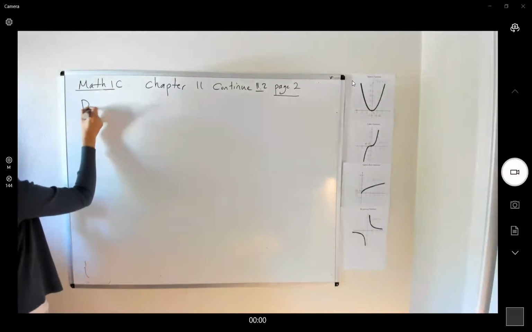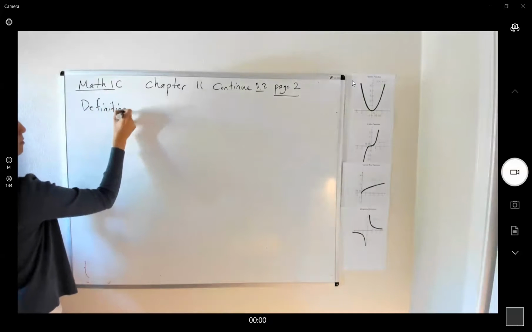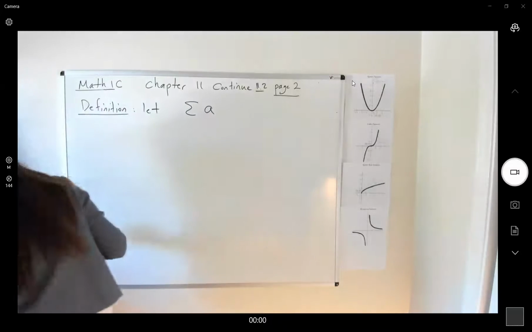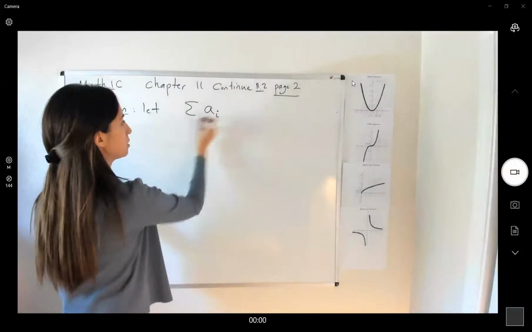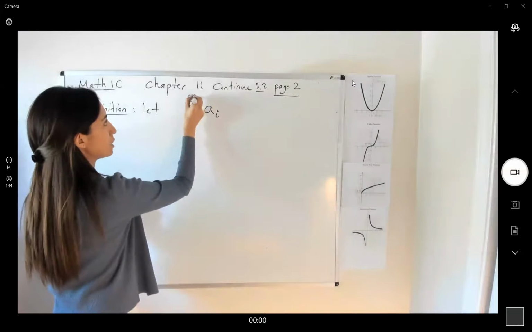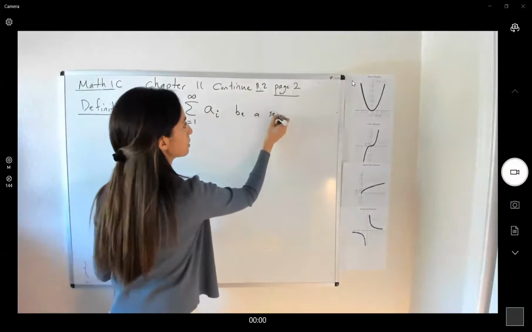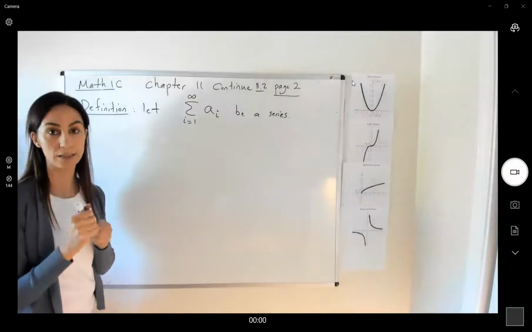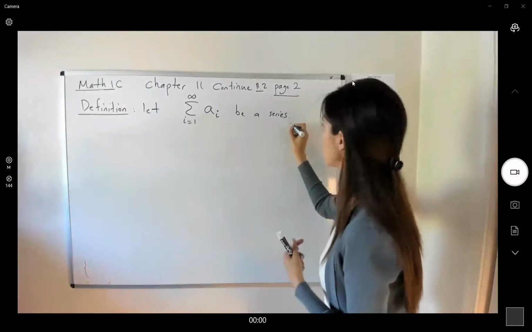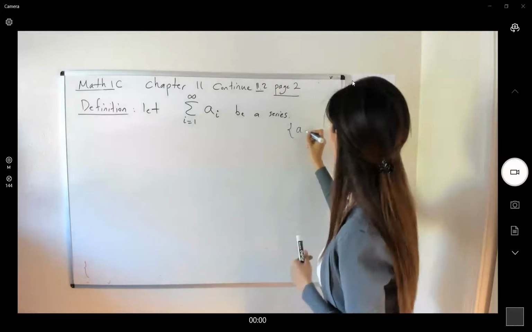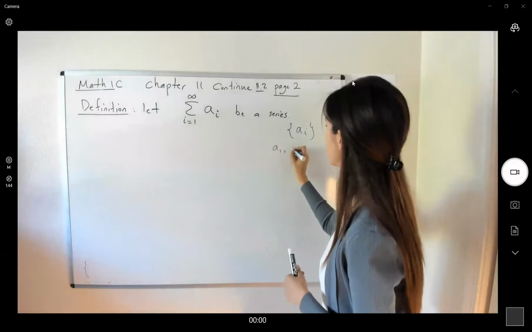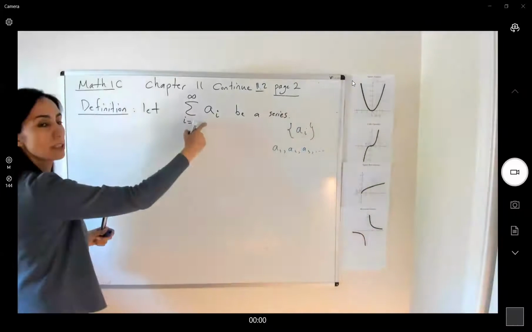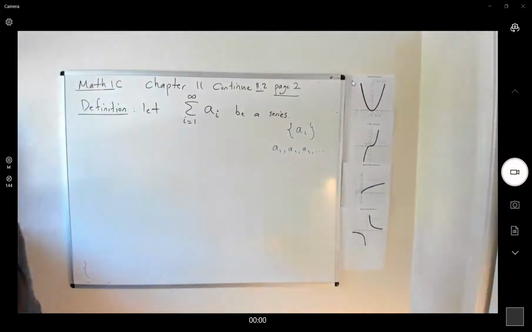Let us go over a definition. Let the sum of a sub i, i starts from 1 to infinity, be a series. What's the meaning of that? It means that you had a sequence like a sub i, and we took the terms a sub 1, a sub 2, a sub 3, and so on. We added all of these together and formed this series.